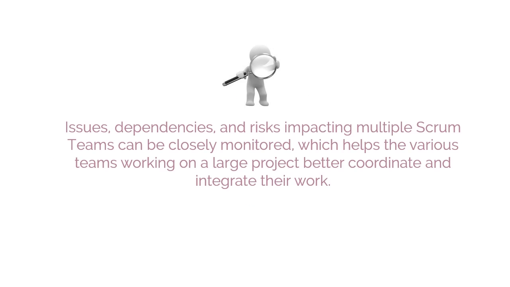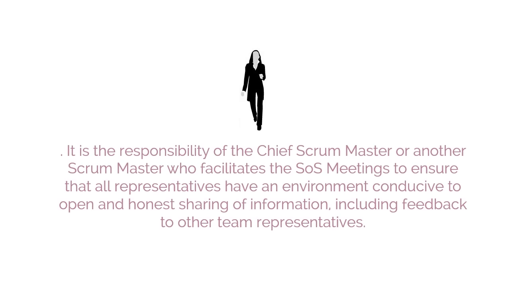Issues, dependencies, and risks impacting multiple Scrum Teams can be closely monitored, which helps the various teams working on a large project better coordinate and integrate their work. It is the responsibility of the Chief Scrum Master, or another Scrum Master who facilitates the SOS meetings, to ensure that all representatives have an environment conducive to open and honest sharing of information, including feedback to other team representatives.